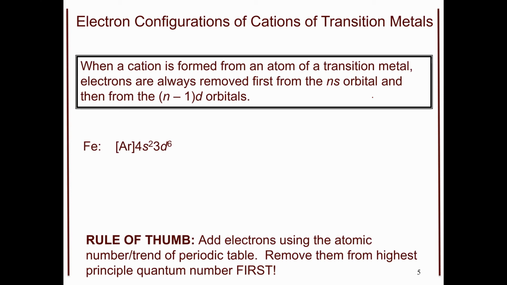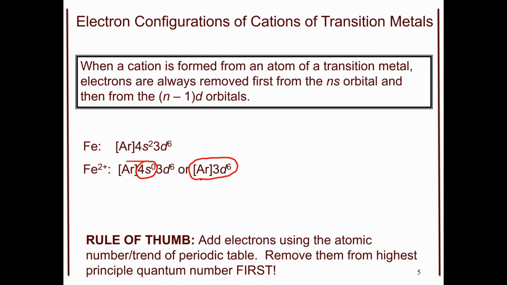Let's look at iron. The ground state electron configuration of iron for the neutral atom is argon, 4s2, 3d6. So that means that if I want the 2+ cation, I am going to remove the s electrons. Now, this is just a temporary notation. You will never put 4s0. If it is an empty orbital, we never put it. So the correct notation would be argon 3d6.